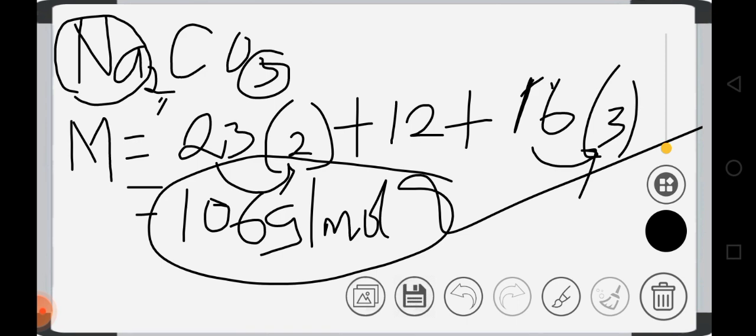The next thing to do is to calculate the number of moles. Now, since we know the molar mass to be 106 grams per mole, you can also confirm it. It's very easy to calculate molar mass. In case we are asked to calculate the molar mass of a compound, we just do 23 times 2 plus 12 plus 16 times 3, and that gives you the answer. I hope we have confirmed this. All right, let's look at the number of moles now.